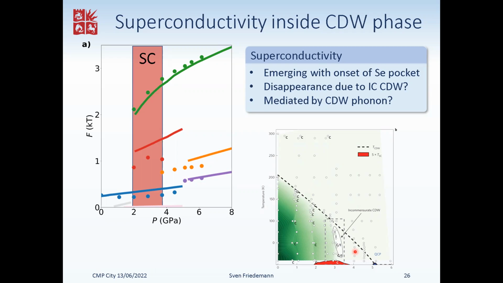The fact that it is emerging inside the charge density wave and absent outside the charge density wave phase suggests that one of the phonons that is reconstructed by the charge density wave is crucial in the superconducting mechanism. So that's why I think there's evidence that it is not related to the quantum criticality of the charge density wave itself, but rather to the phonons that are reconstructed inside the charge density wave.